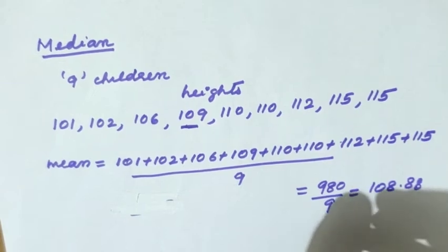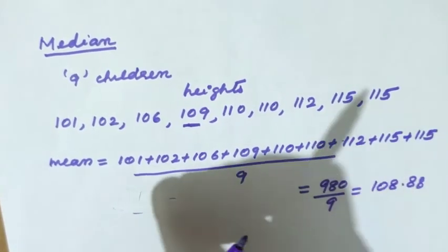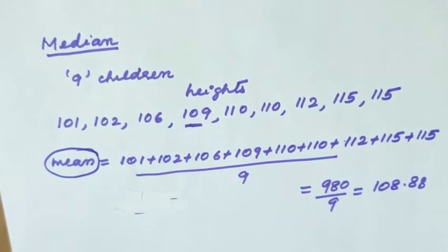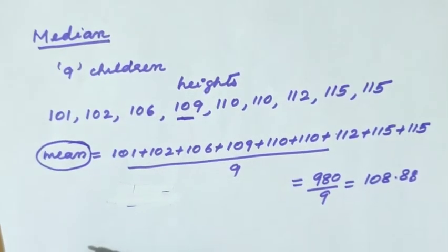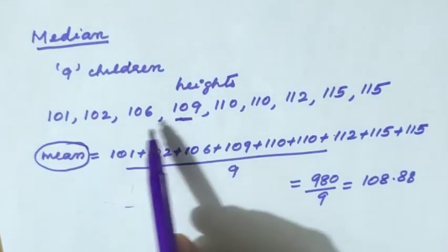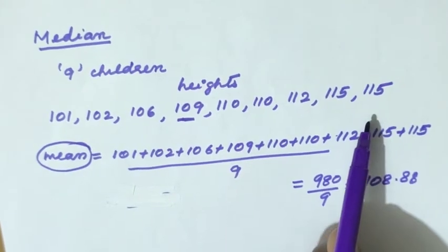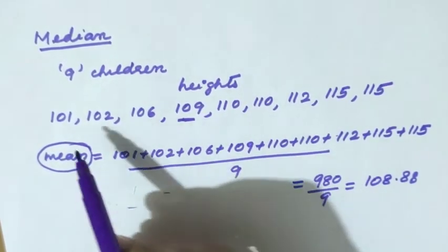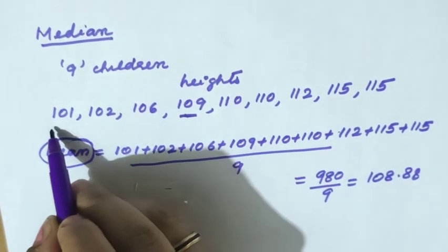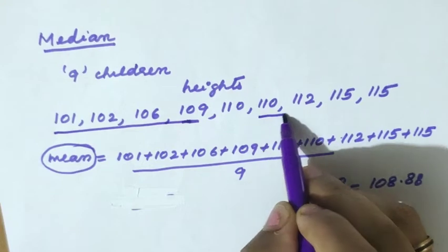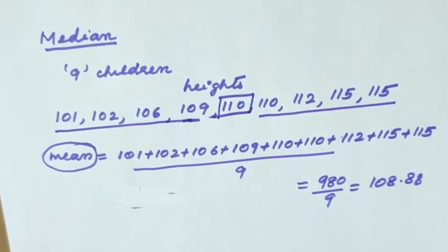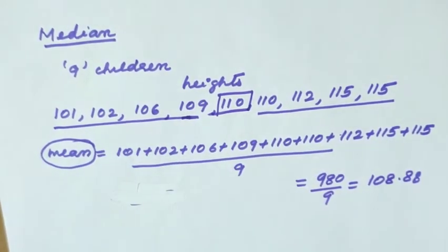In such situations we cannot depend upon the mean only, so we should go for the other representative value or measure of central tendency, that is median. Now it is already arranged in ascending order. How many values? 9 values. So 1, 2, 3, 4 here and another 4 here. So this will be our first group. 110 is the middle value which equally divides it into two groups.